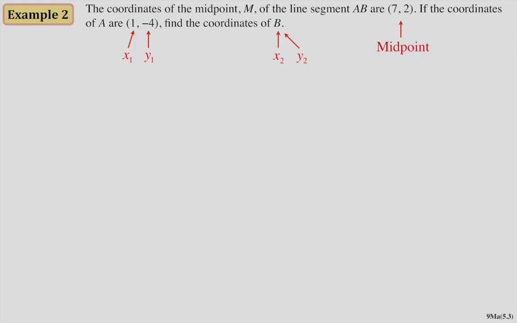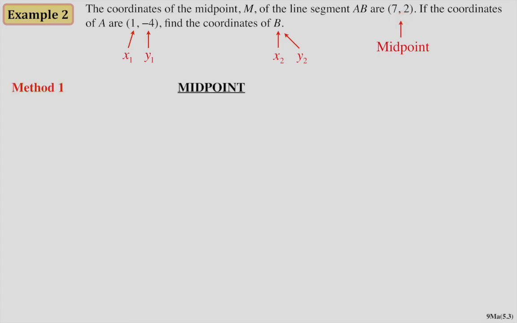So, let's have a look at it. Let's just label everything we know. There is the x value and y value of the one endpoint we know. The other endpoint, because x1 and x2 are the endpoints, x2 and y2, I don't know, that's what I'm going to be finding. And the middle point has an x and a y value of 7 and 2.